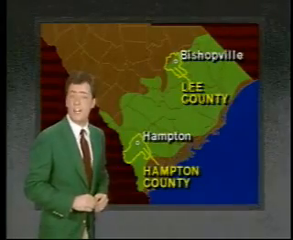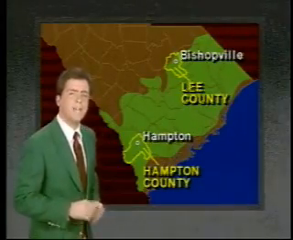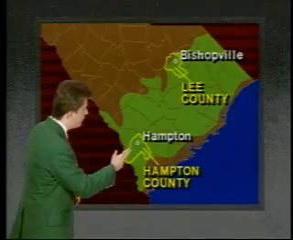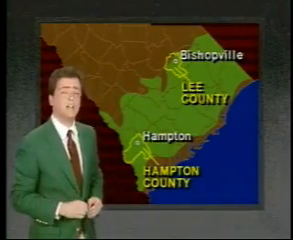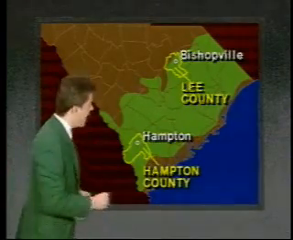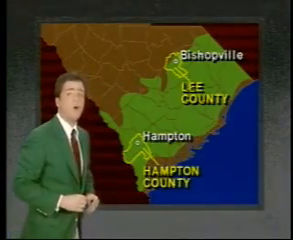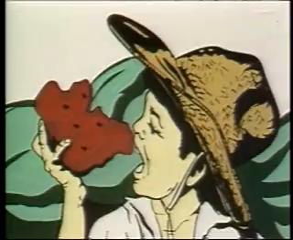There are quite a number of festivals that take place in the coastal plain, including the Hampton County Watermelon Festival and the Lee County Cotton Picking Festival. The Hampton County Watermelon Festival, held each June in Hampton and Varnville, is one of the oldest festivals in the state.